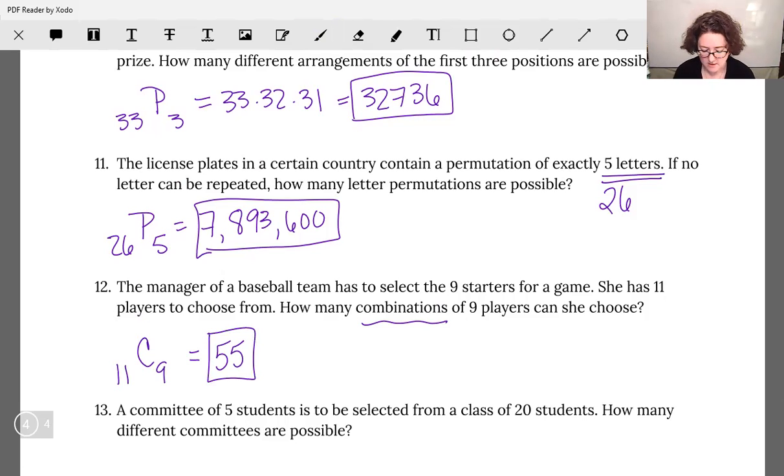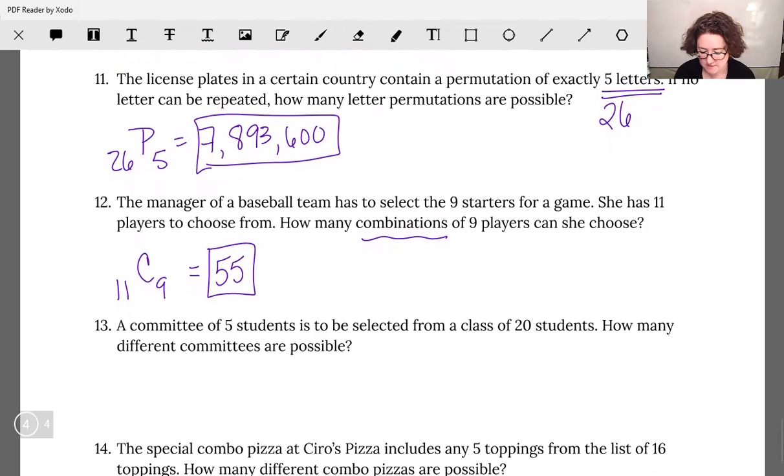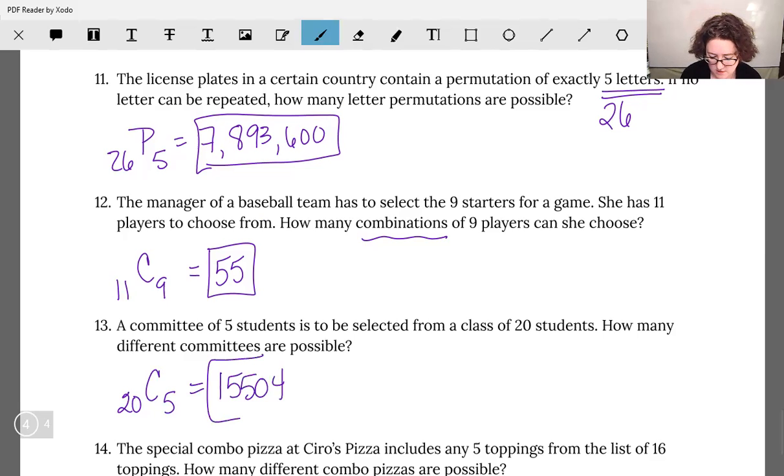Okay, number 13. A committee of 5 students is selected from a class of 20. Is order important? Nope. Combination problem again. So 20 to choose from, committee of 5. So again, plug in your calculator. We're going to have 15,504 possible committees.